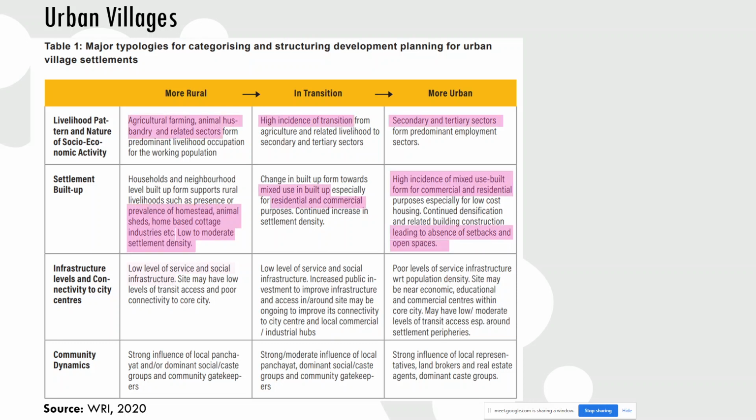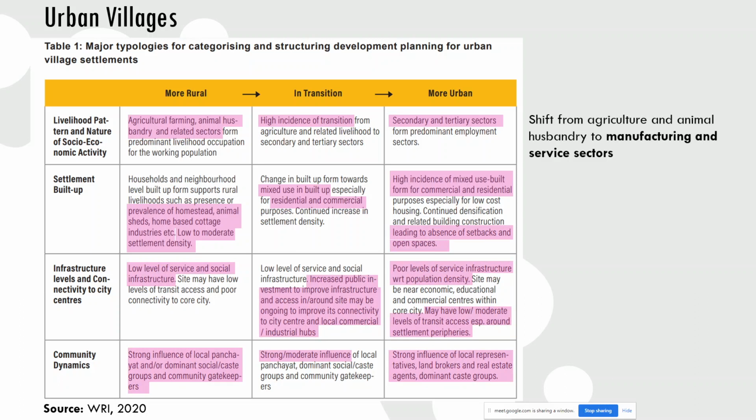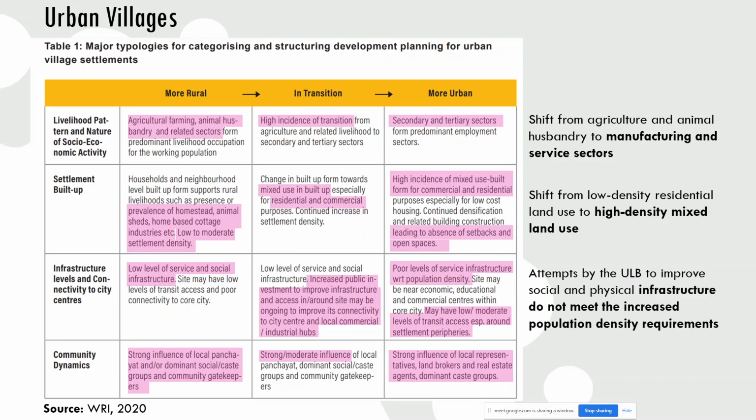And finally, we also discussed there are some kinds of transitions happening in the urban villages. Livelihood is changing from usually agriculture and animal husbandry to the manufacturing and service sectors, and there is a shift from the low density residential land use to the high density mixed land use. And the urban local bodies try to improve the social and physical infrastructure facilities. They try to improve the road conditions. They try to improve the water supply. They try to improve the solid waste and sewage management.